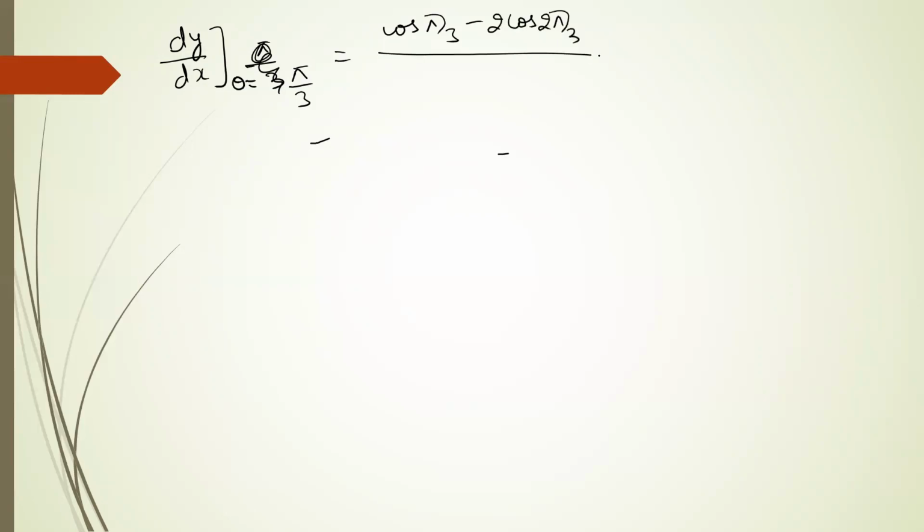So dy by dx at theta equals pi by 3 will be equal to cos pi by 3 minus 2 cos 2 pi by 3 upon minus sine pi by 3 plus 2 sine 2 pi by 3. Now let's understand one more concept quickly. When it's about cos pi by 3, the value is very simple. But when it's about cos 2 pi by 3, how will you solve it?